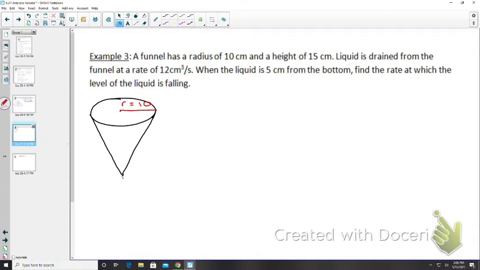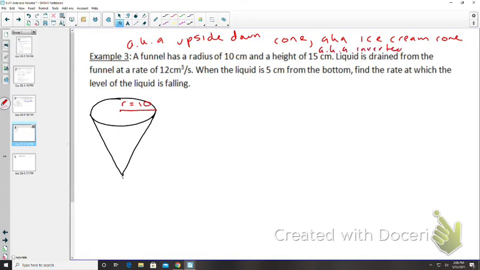Okay, so we have a funnel, aka an ice cream cone upside down, an upside down cone, aka ice cream cone. Anything else? Uh, inverted party hat. Ooh, nice. Make sure you write this down. Oh, it could be like an underwater volcano. We're really reaching here.